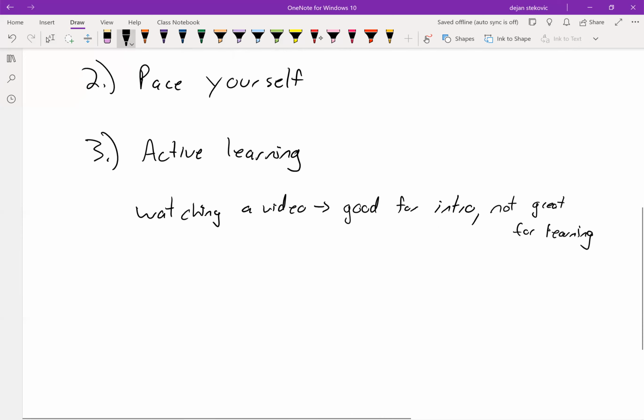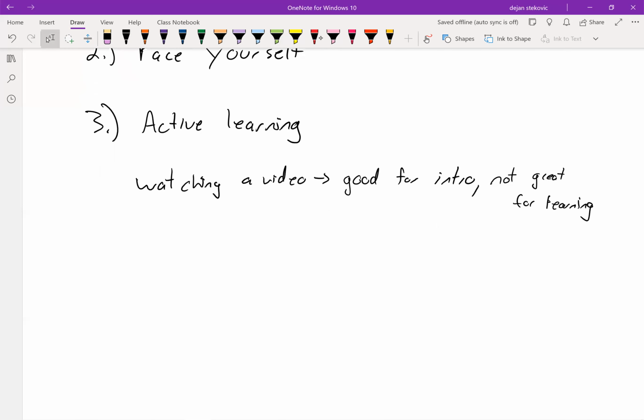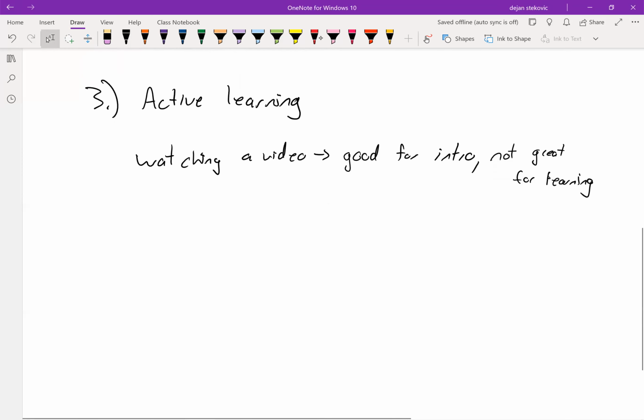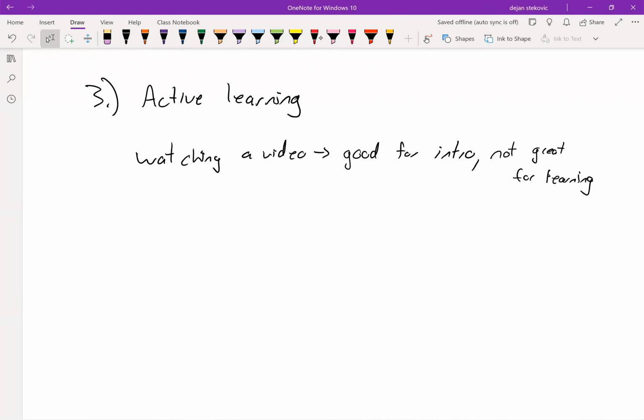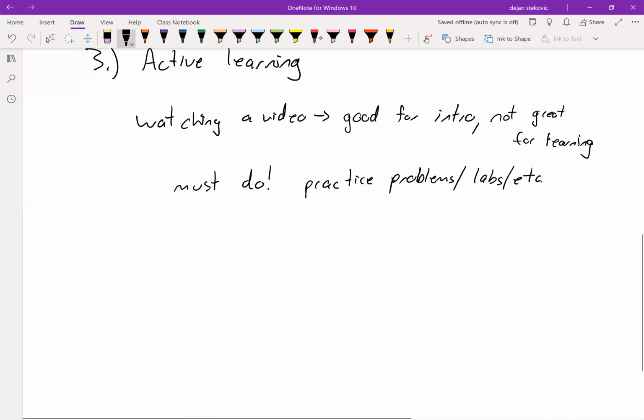Similar to how if you want to be a good runner, you need to go out there and run. If you want to do well in chemistry or any other academic subject, you need to do that academic subject, right? So you must do. And so this usually involves doing some types of practice problems, or labs or activities or anything like that, right? But really getting in there and interacting with the course content is the best way to learn.